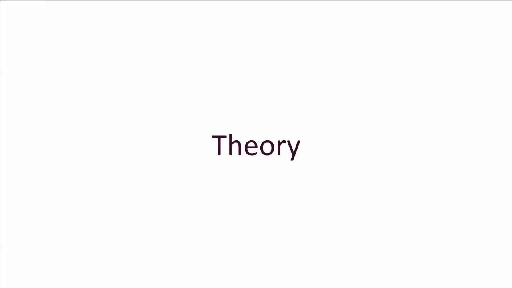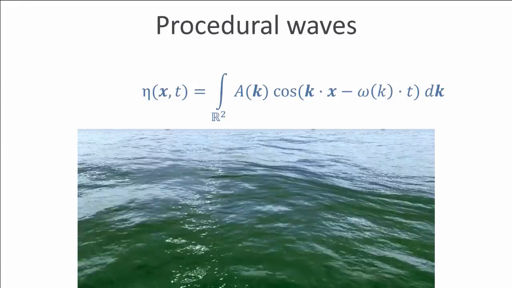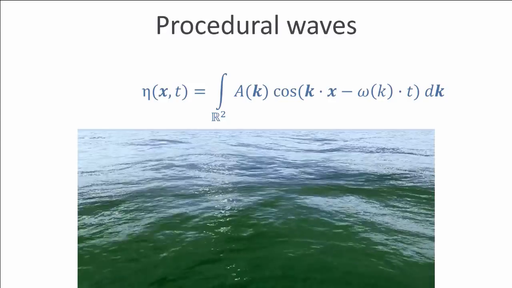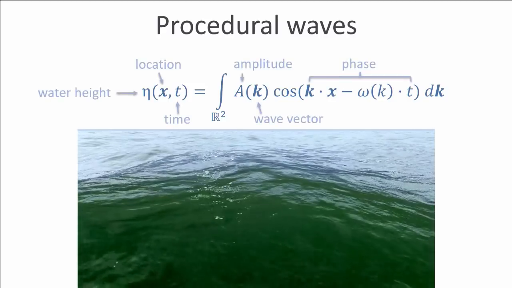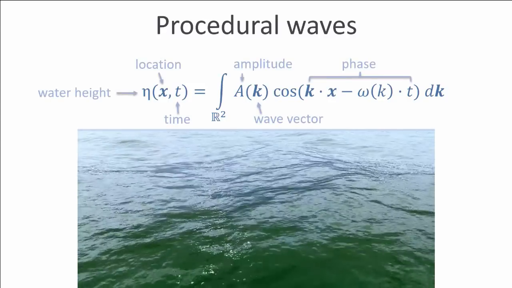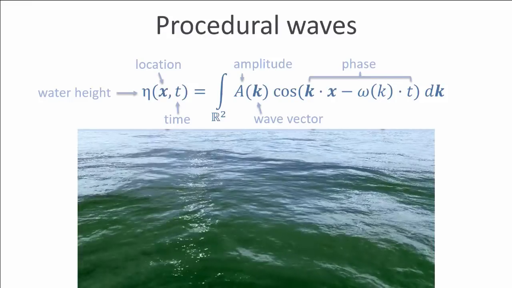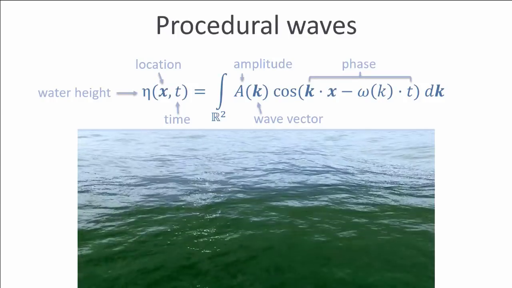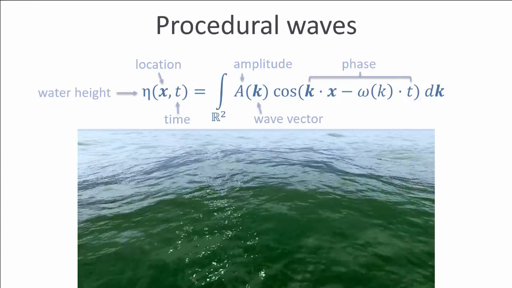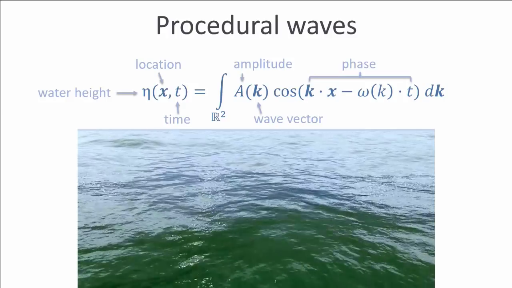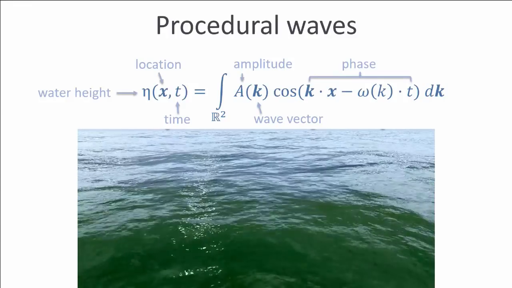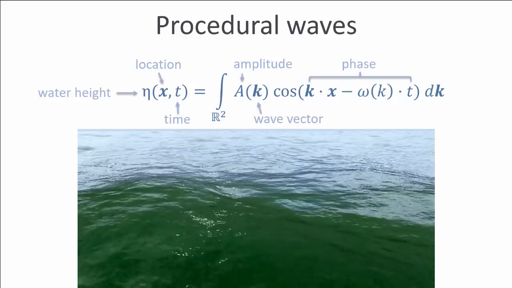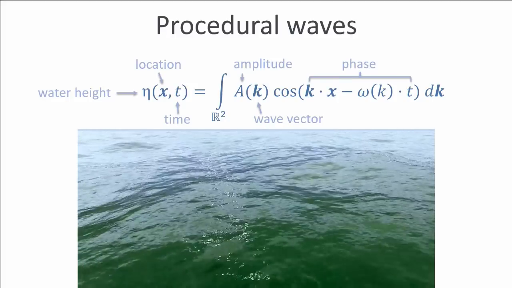So let's first start with some theory. So here you see the basic procedural wave model, where basically the water height eta at location x and time t is just an integral over all wave vectors k, and each component is the product of an amplitude function a and a cosine that is driven by some phase function that basically encodes the dispersion relation of water waves, so relating wave length to its speed.